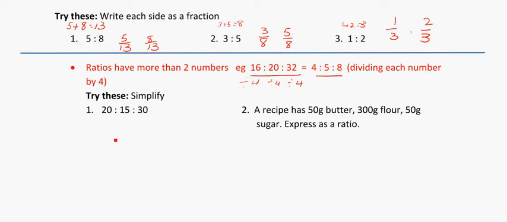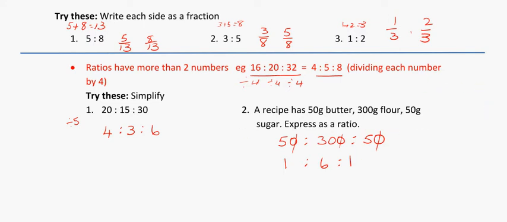Okay, try these. You look at that, ends in a 0 or a 5, so I know that each one's going to be divisible by 5. So 4 to 3 to 6. A recipe has 50 grams butter, 300 grams flour and 50 grams sugar. So our ratio is 50 to 300 to 50. Express it as a ratio. Divide each one by 10. Now 5 will go into 30, so we reduce it to 1 to 6 to 1.